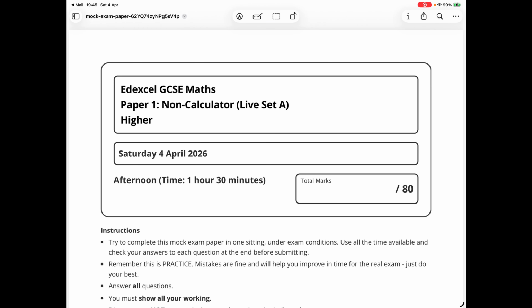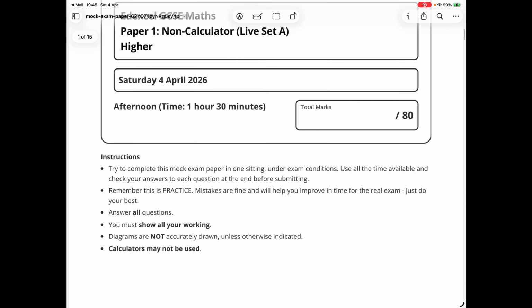Hi, I thought I would do the non-calculator live set A from Edexcel GCSE Maths, just because I can. Let's see how long it takes.